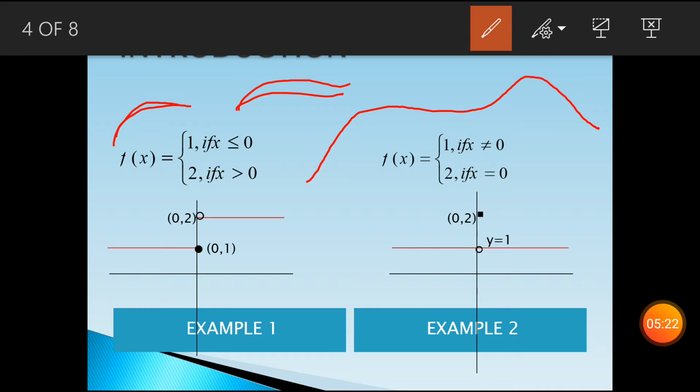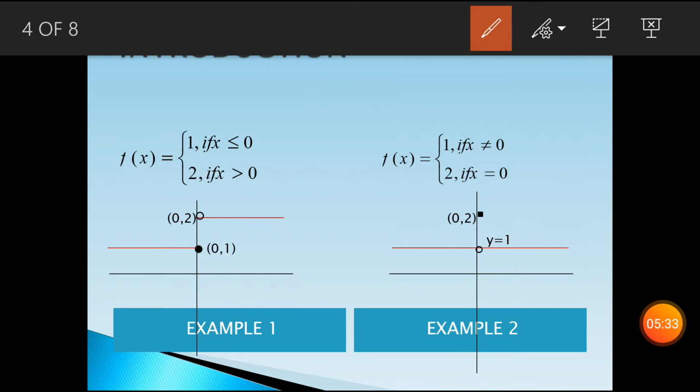So continuity means uninterrupted. It means you can draw the graph without lifting your pen. This is the layman's definition. So here, to understand it well, we have considered two examples. First is f(x) equals 1 for x less than or equal to 0 and 2 for x greater than 0.